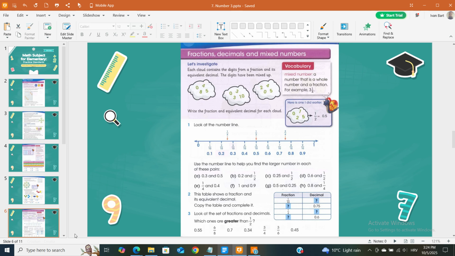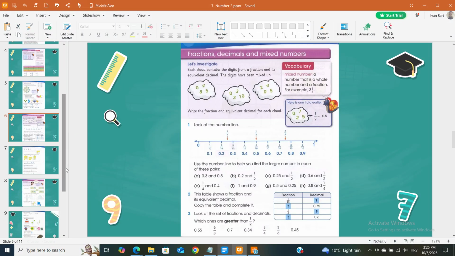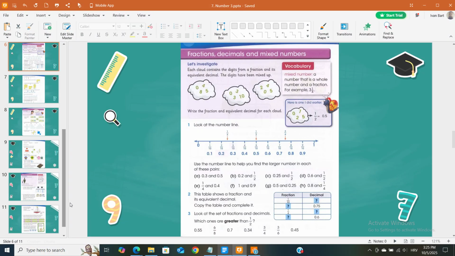Fractions, decimals and mixed numbers. Let's investigate. Each cloud contains the digits from a fraction and its equivalent decimal. The digits have been mixed up. Vocabulary. Mixed number. A number that is a whole number and a fraction. For example, 3 and 1/something.